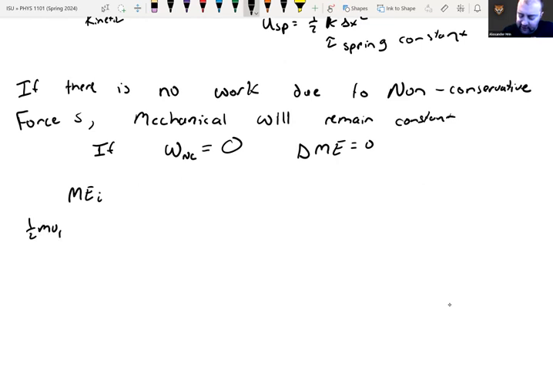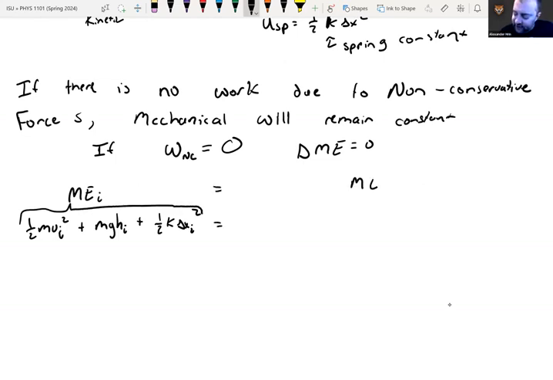So the idea here is that we have our initial mechanical energy over here, and that's equal to 1/2 mv initial squared plus mgh initial plus 1/2 k delta x initial squared. So that's all your initial mechanical energy. So I should put that on the top, shouldn't I? So that is your initial mechanical energy. Basically, what we're saying is that this is going to be equal to your final mechanical energy, which is the same stuff, just taken at a different time. So it would be 1/2 mv final squared plus mgh final plus 1/2 k delta x, not initial, but final squared. Okay, so that would be your final mechanical energy.